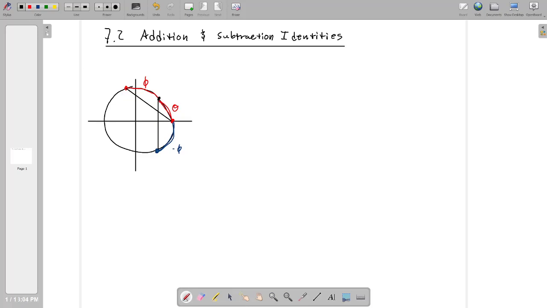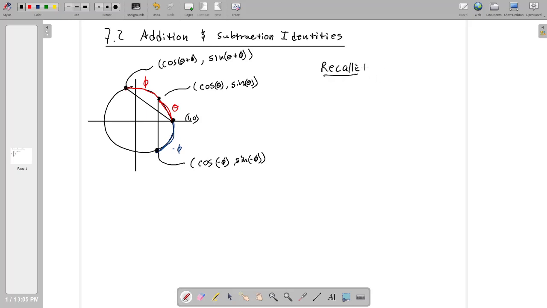First, let's figure out each point. This one is going to be cosine theta, sine theta. Remember, on the unit circle, cosine is the x value, sine is the y value. This point here is cosine of theta plus phi, sine of theta plus phi. This point, of course, is just 1, 0. And then this point is cosine negative phi, sine negative phi.